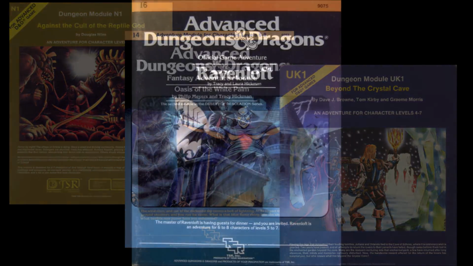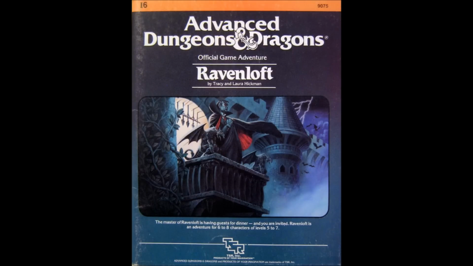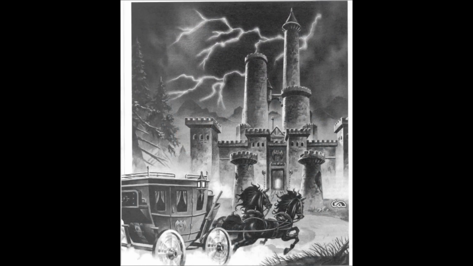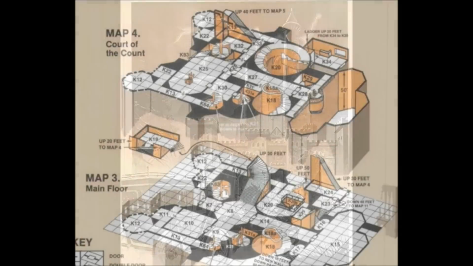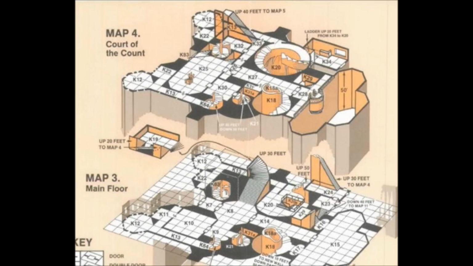Written by Tracy and Laura Hickman, Ravenloft took the AD&D vampire and put him in the classic Gothic horror setting he deserved. A dark, intricately detailed haunted castle was his abode, and he had goals and motivations completely separate from the player characters. The meat of the adventure was very much like a typical AD&D module, with a maze-like dungeon to explore filled with monsters and treasure.